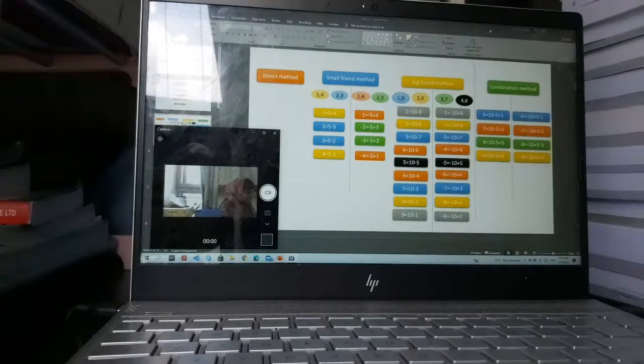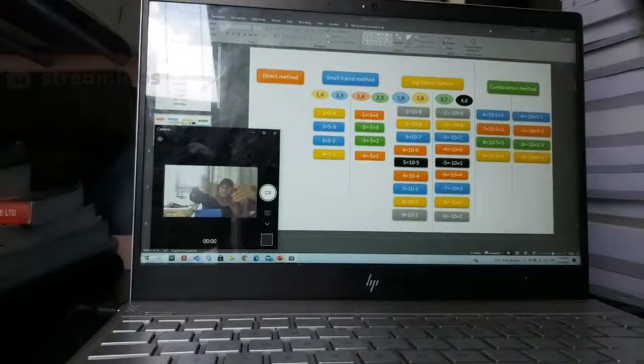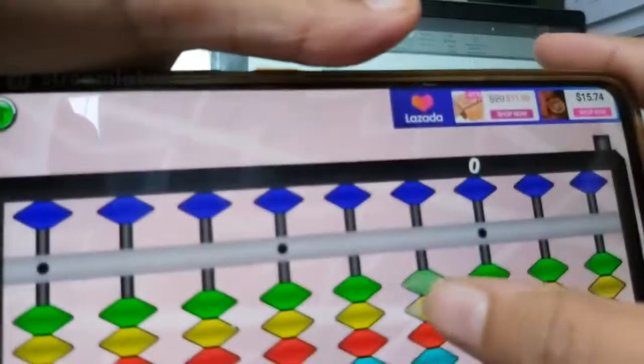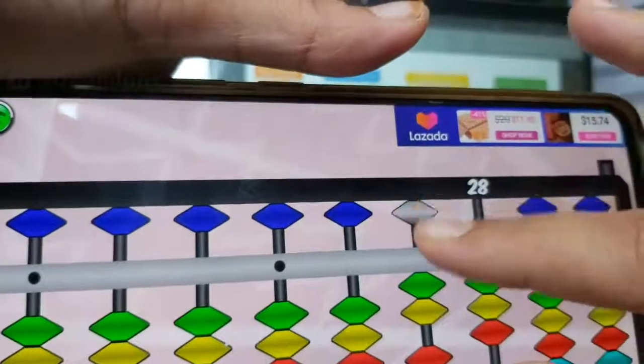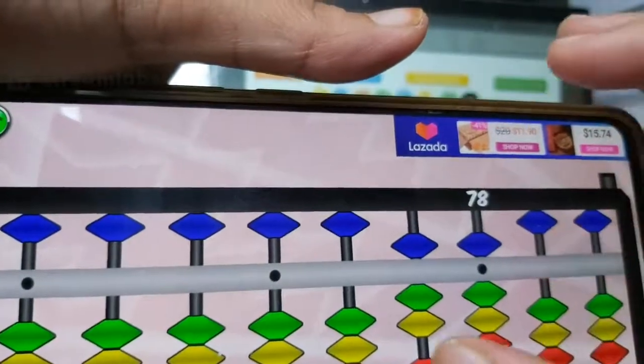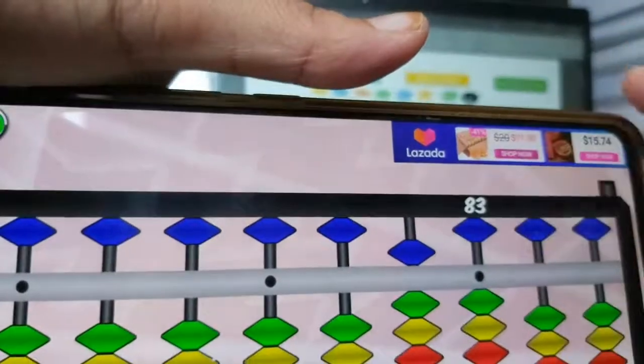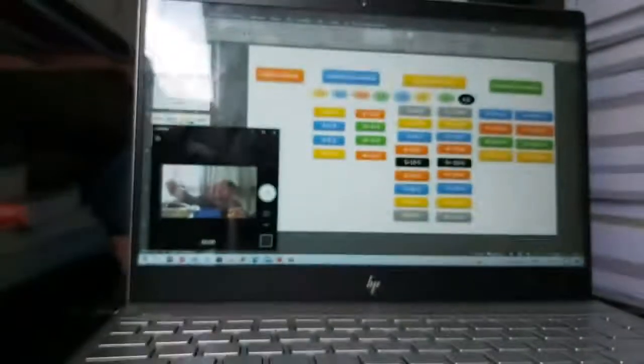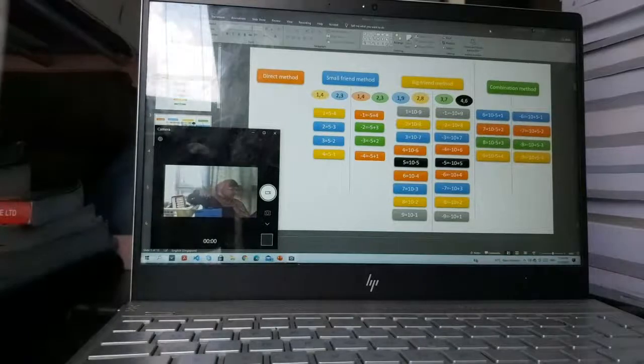That's the right answer. 83 is the right answer, right? Srini, right answer. How to add 5? Plus 10 minus 5. So the answer is 83, right answer. Yes, beta Pradyum. Next question.